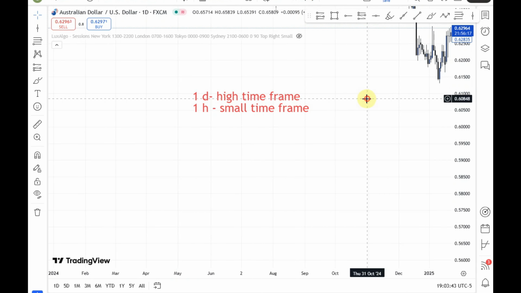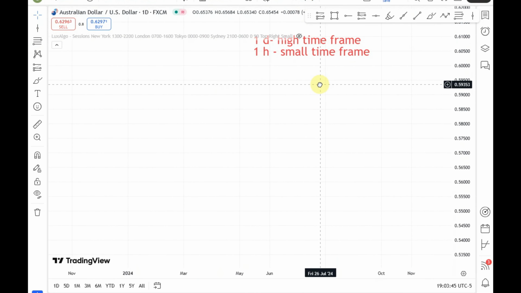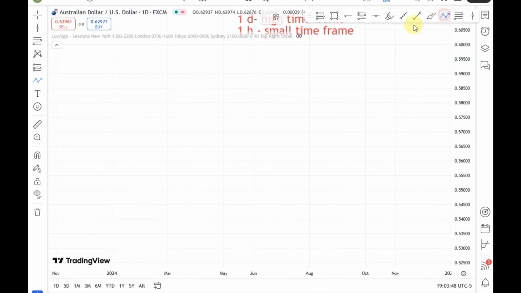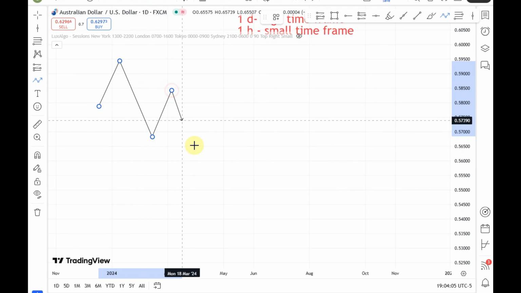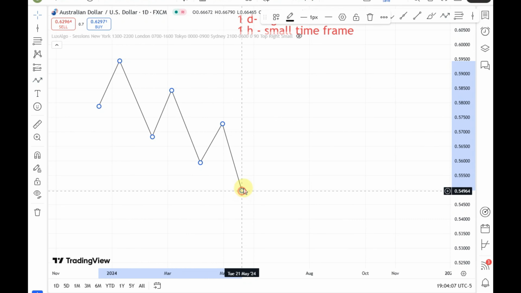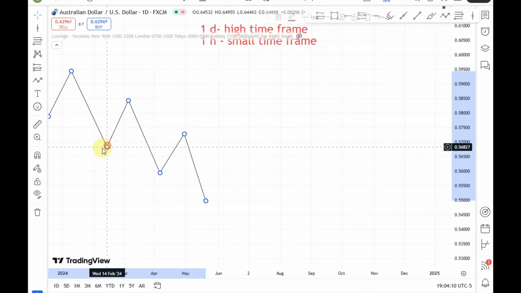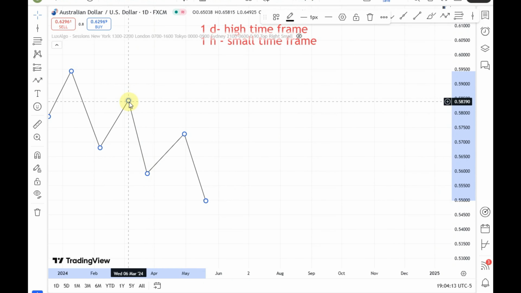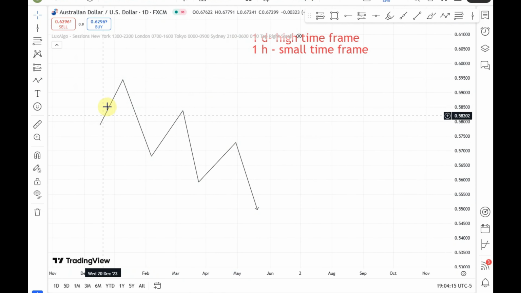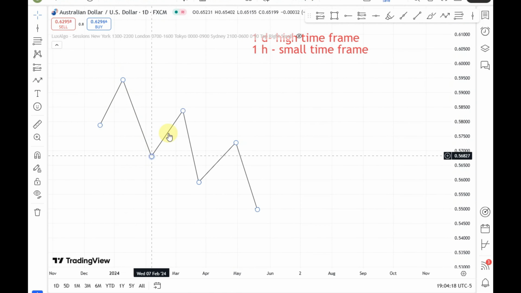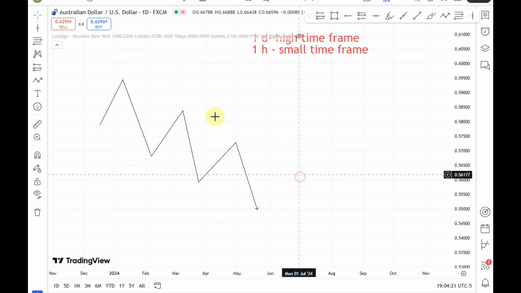Price moves in only two ways. It is either taking down internal range liquidity or external range liquidity. What is internal range liquidity and external range liquidity? If we have a bearish market, for instance, it forms lower highs and lower lows, lower highs and lower lows, lower highs and lower lows.